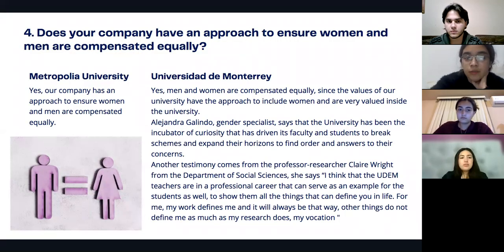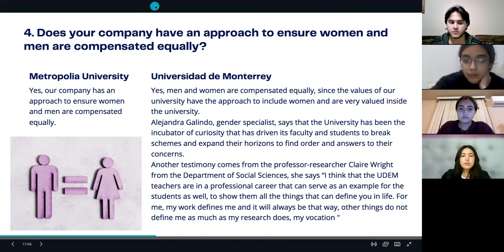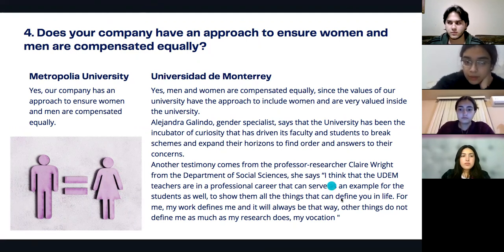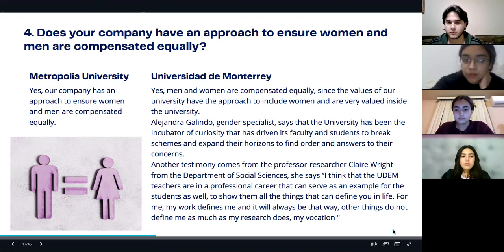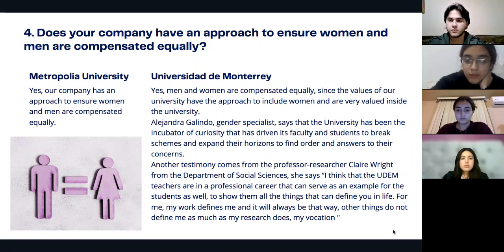Does your company have an approach to ensure women and men are compensated equally? We have that in Metropolitan University: the company has an approach to ensure women and men are compensated equally. Also, in the University of Monterrey, men and women are compensated equally since the values of our university have the approach to include women and value them inside the university. Then we have some testimonies of two people that work here in our university.